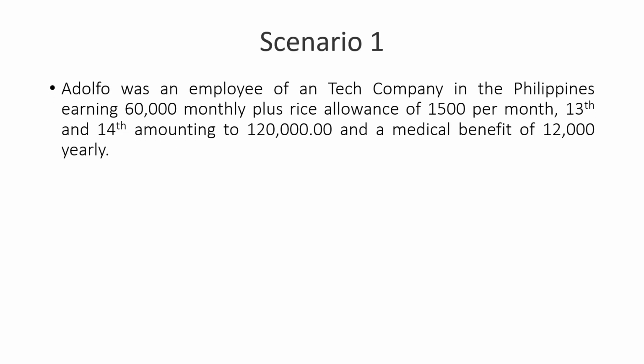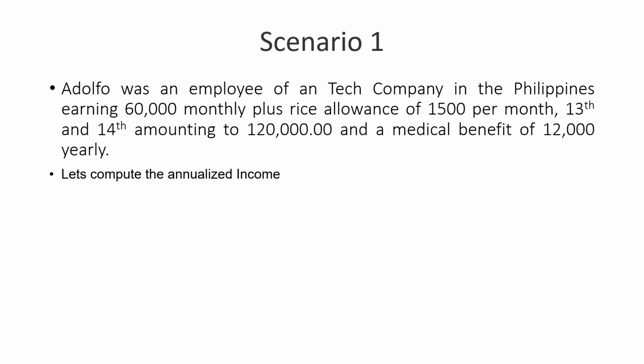So let's compute. Scenario 1: Adolf was an employee of a tech company in the Philippines, earning 60,000 monthly. So employee siya, meaning ang tatanggap niya was employee compensation plus rice allowance of 1.5 per month, 13th and 14th month amounting to 120,000, and a medical benefit of 12,000 yearly. Let's compute an annualized income. Annualized income kasi compensation siya. Kung makikita nyo, empleyado siya.